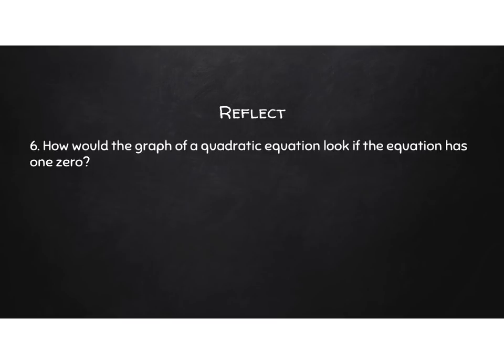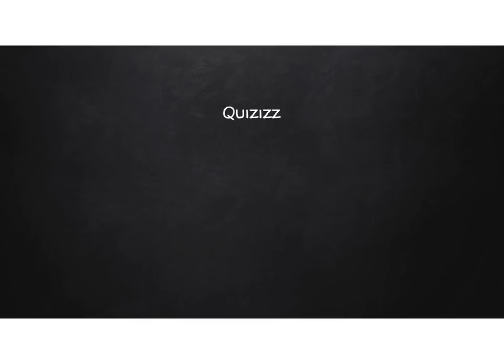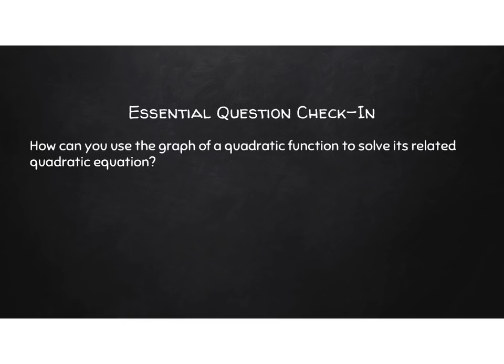So a little reflection here. How would the graph of a quadratic equation look if the equation has 1, 0? So once you think of that, come up with an example and we'll discuss this in class. Then you have your quizzes to work on. And our essential question that we will follow up in class is, how can you use a graph of a quadratic function to solve its related quadratic equation? And then your assignment is a worksheet that I'll have for you in class.